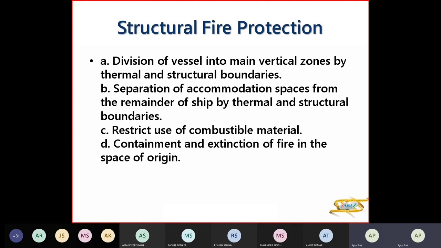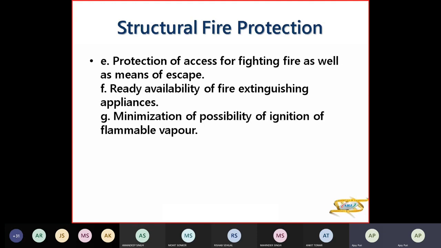C part is restricting the use of combustible materials in construction. D part is containment and extinction of fire at the space of origin. So that means the fire, if it is originating in one of the holds, is not supposed to spread because of your fire bulkheads. So that you're going to control the fire in the space of origin, otherwise fighting fire on spreading out will become very difficult. So contain it with structural and thermal boundaries.